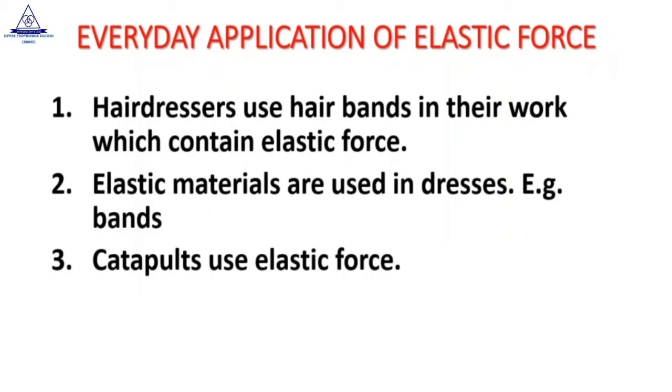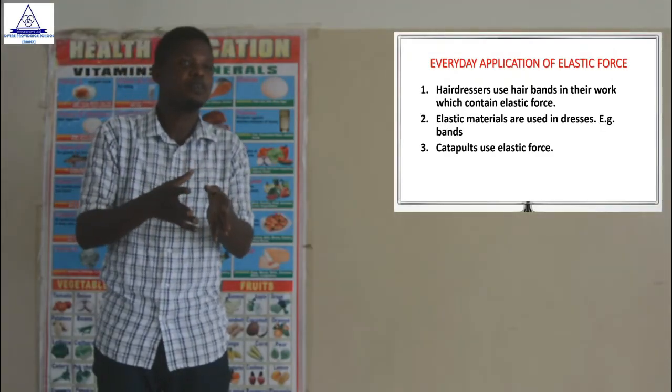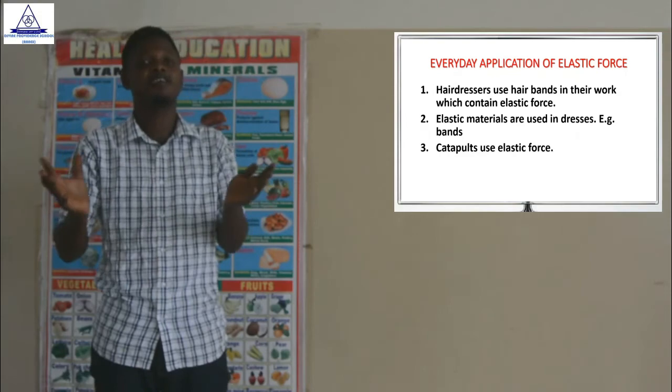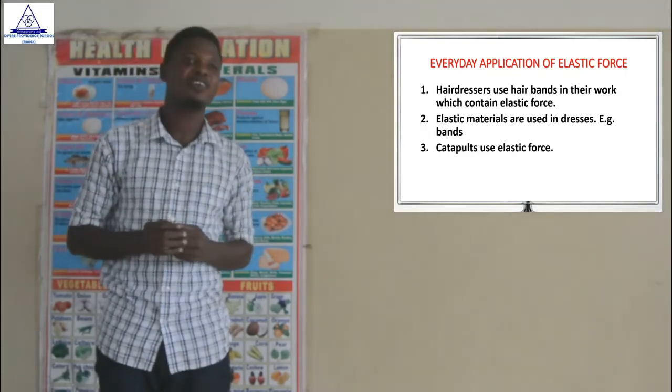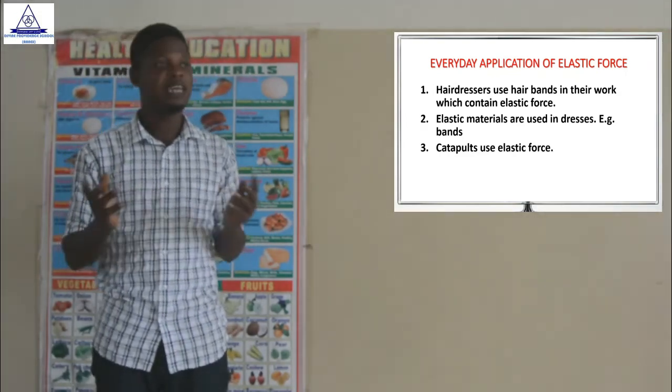Now, number 3, that is the last point that I would like to talk about. Catapult is a common example of an object which uses elastic force. Sometimes you hunt birds, especially the boys. You hunt birds in your environment. Very good. So you use the catapult, you stretch it, then you kill a bird with the catapult. Now, what force is involved? We call that force elastic force. Very good. On this note, I would like to bring the lesson to an end.